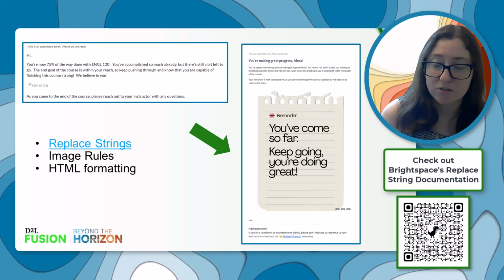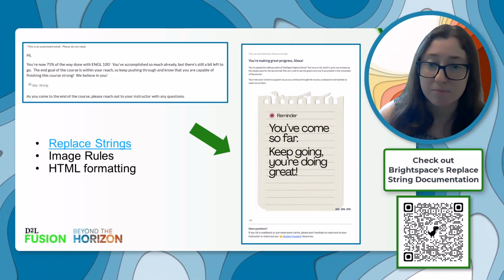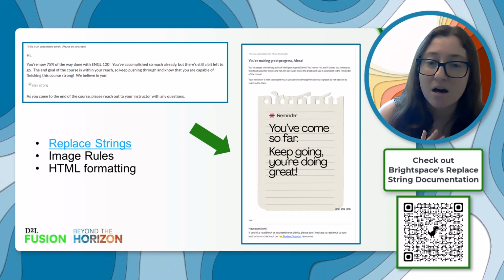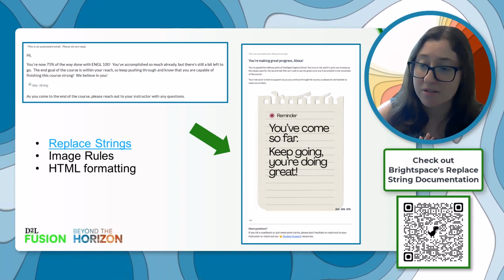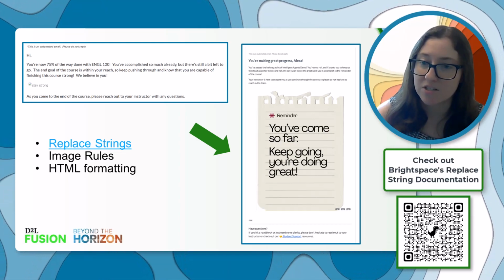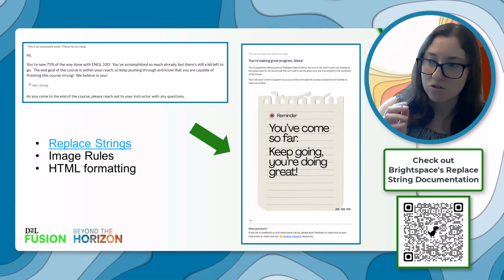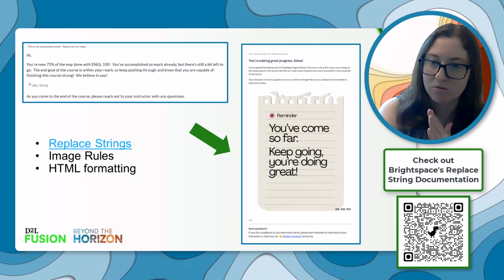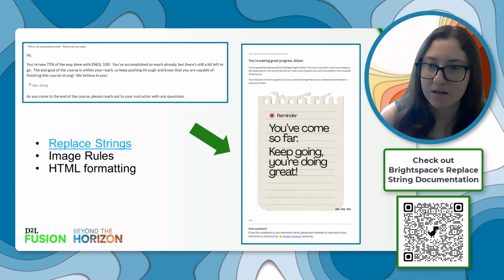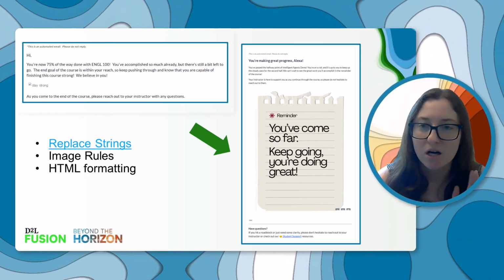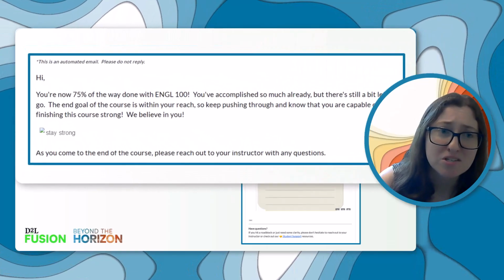There are preset replace strings. You can't just create your own and expect Brightspace to know what it means. But one of the most common places we see this in intelligent agents is the to field or the subject line of the email. And you send it to initiating user, and then it goes to whoever triggered that intelligent agent. The other thing I want to talk about is images.